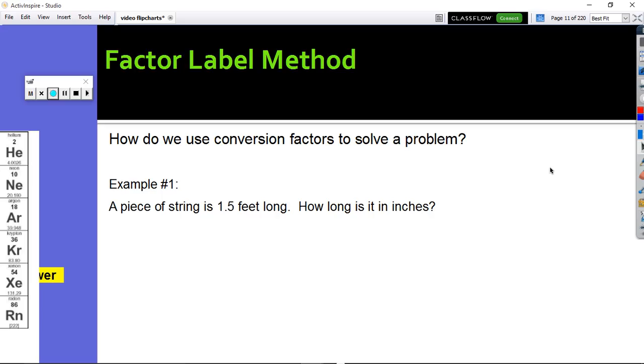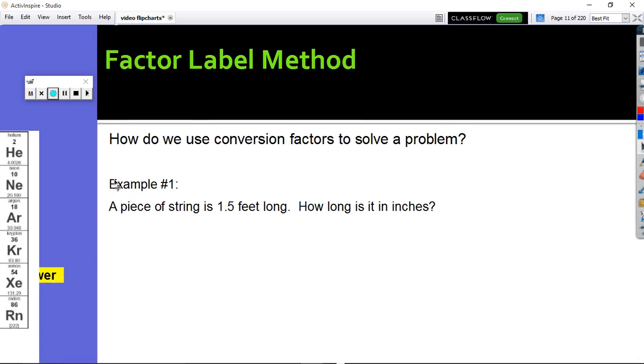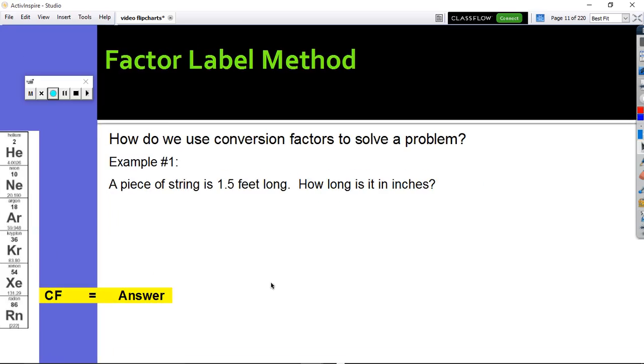Now we're going to start with an easier problem first, and then eventually, once we learn how to use factor label method, we'll use it to solve chemistry problems that are more difficult. But to begin with, we're going to start with something easier. So a piece of string is 1.5 feet long. How long is this going to be in inches? Well, to solve this, you want to know that in general, you should always take whatever you were given, multiply it by the conversion factor to find your answer.